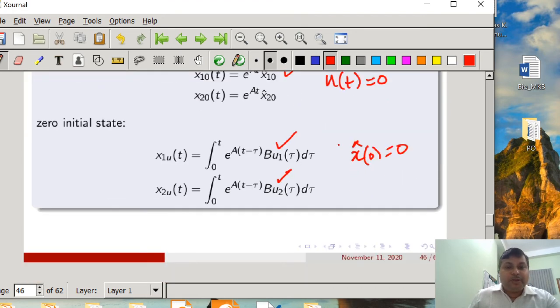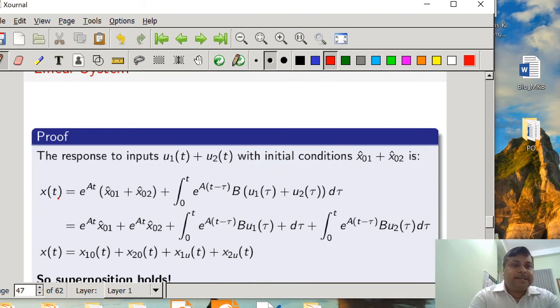Let us compute that using our formula: x(t) is e^(At) times the initial condition, plus the integral with the input. If we write it in this form, we find that x(t), the total response when these two initial conditions and two inputs are given, is the summation of the individual responses, that is x01(t), x02(t), x1u(t), x2u(t). In this way we can prove that superposition holds.